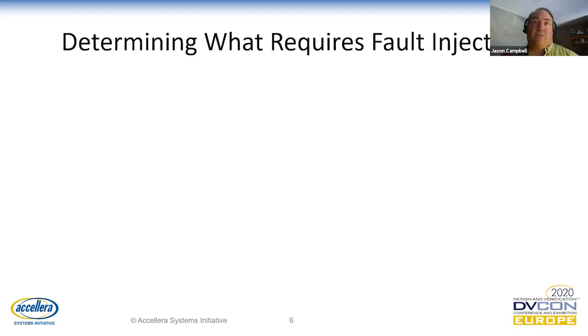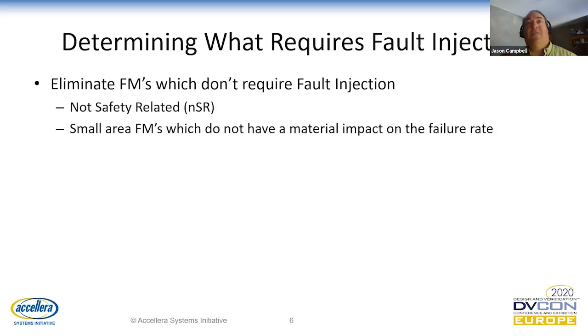So what we're going to do first is figure out what requires fault injection. The way we do this is we first eliminate what doesn't require fault injection, such as parts of logic which are not safety related. For example, we have performance measuring logic in our chips, and that's not safety related. If a fault occurs in there, it doesn't matter. There are also many small failure modes which don't have a material impact on the failure rate. If we have a failure mode with an area of 0.001% of the design, it's not going to matter if a fault is in there.